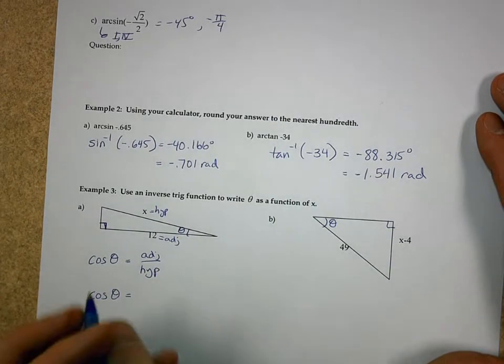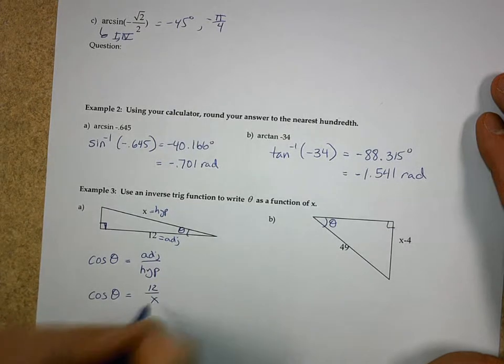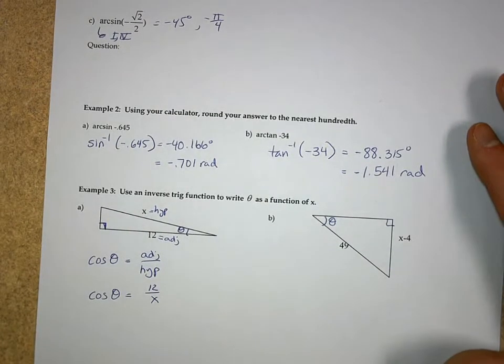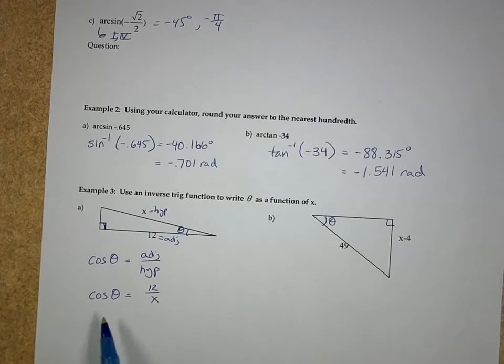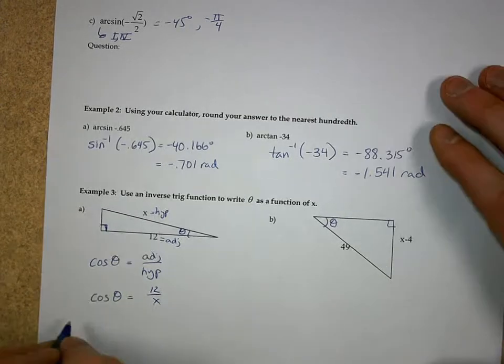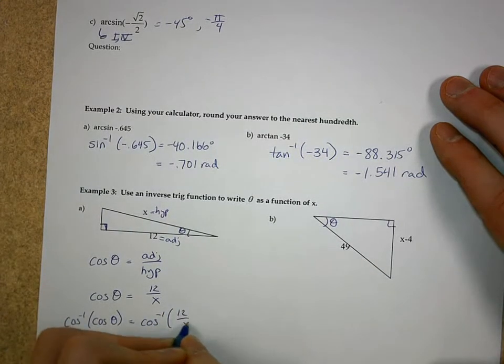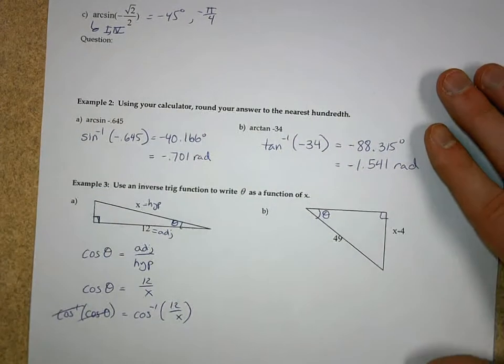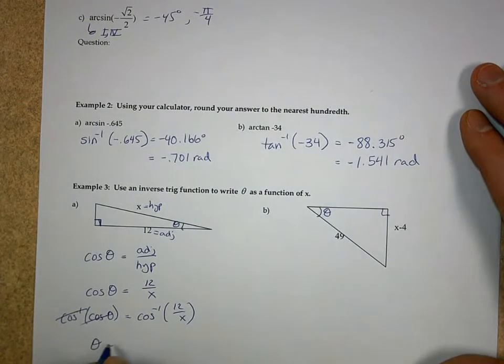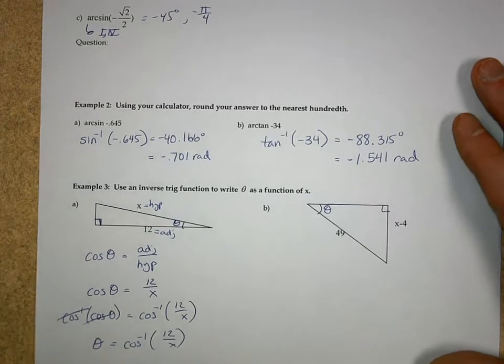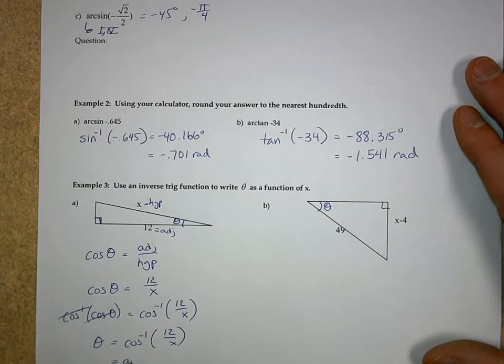So the cosine of theta is 12 over x. I can then get rid of the cosine by taking the cosine inverse of both sides. So cosine inverse and cosine simplify. So then theta is really the cosine inverse of 12 over x. Or we could write it as the arc cosine of 12 over x.